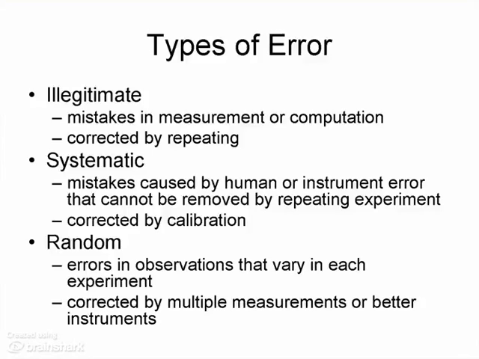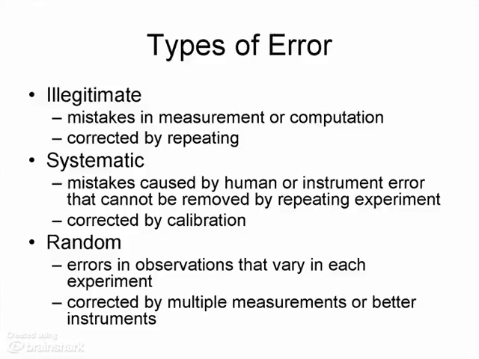There are three different types of errors that can pop up when you're making measurements. Illegitimate error is error that is mistakes in your measurement or your computation. These are mistakes that don't really count as error because they can be corrected just by repeating a measurement. Then there's systematic error. Systematic errors are mistakes caused by human or instrument error that cannot be removed by repeating the experiment. The way you would correct systematic error is by recalibrating an instrument and then taking new measurements.